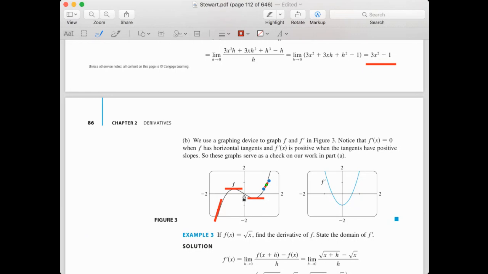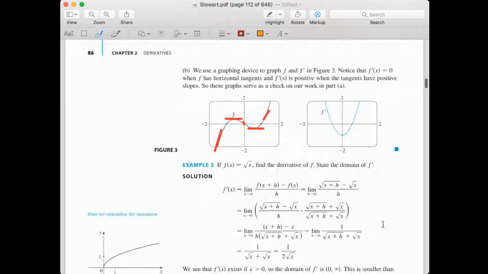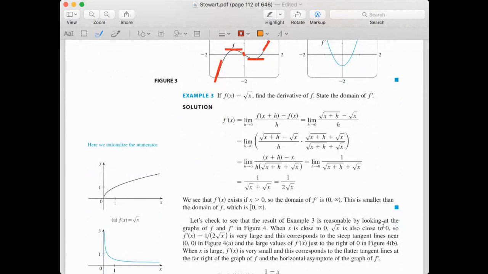So after this point, that's why we see the slope function is a quadratic function. It goes this way. Example 3, we have square root of x. Let's find its derivative. Let's go through the definition. We multiply by its conjugate to get rid of these square root signs. So in the end, we get the function 1 over 2 radical x. So the slope itself is a function.